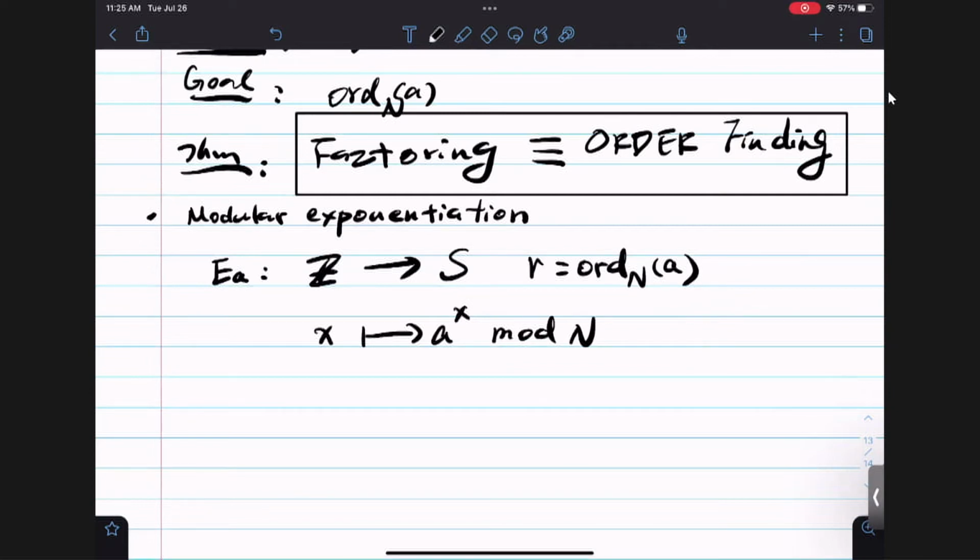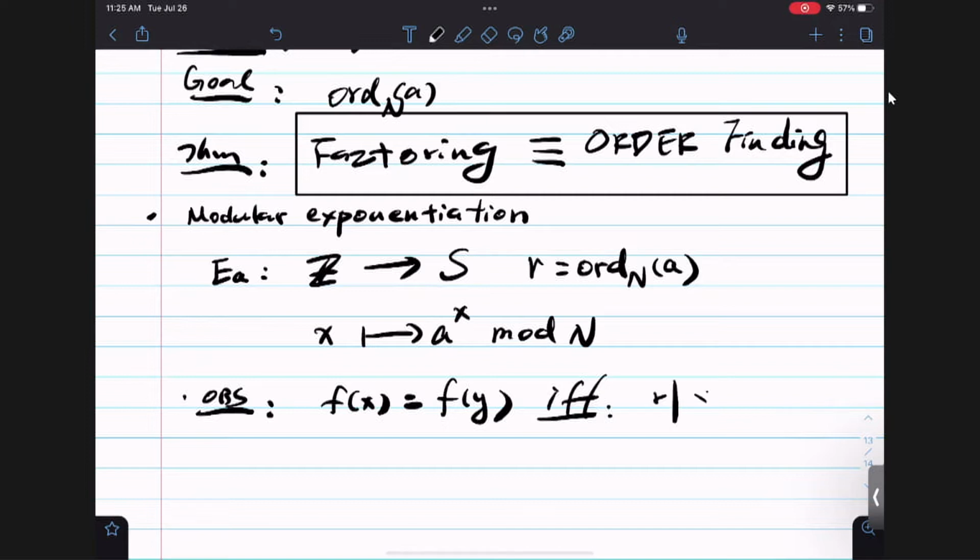So what's interesting about this function is that, think about it. When will two inputs give you the same function value? This happens if and only if the difference between x and y is a multiple of r. Right? Because A to the r is 1 modulo n. So you can just add multiples of r to your x, and you get the same value. So this is a critical observation.